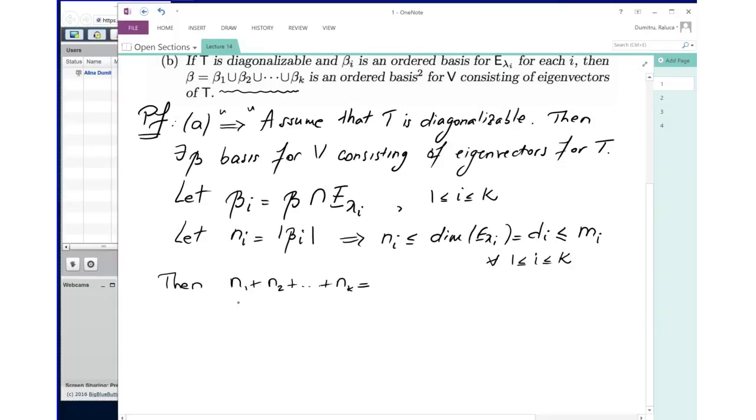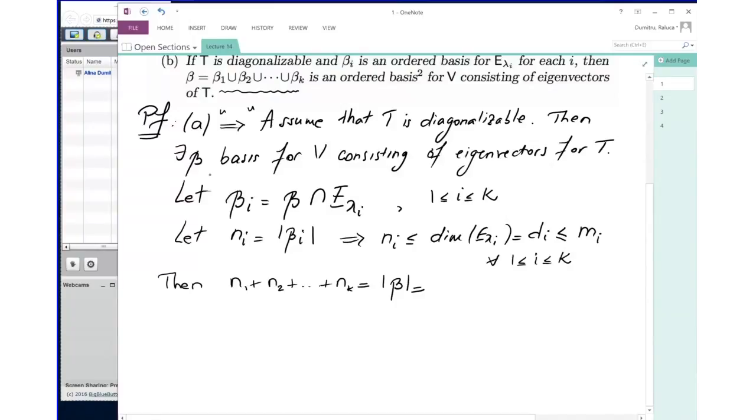So that means the sum of n_1 and so on up to n_k is the same as adding the cardinalities of those beta_i's, right? There is no overlap. So if I put all those together, I'm actually getting back the basis beta. It's like having a partition of beta in the end, into k sets. Okay, so this is the cardinality of beta, but what is the cardinality of beta?